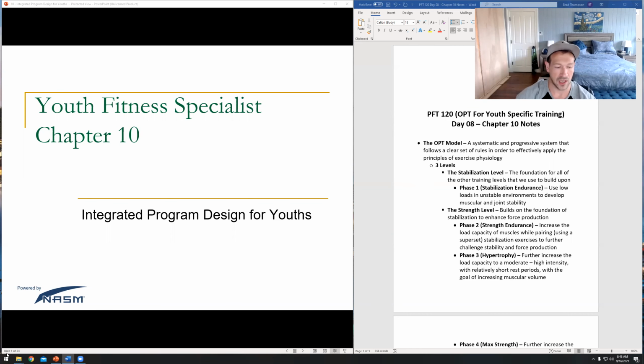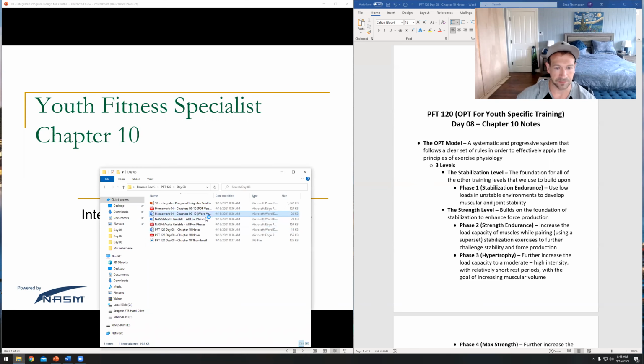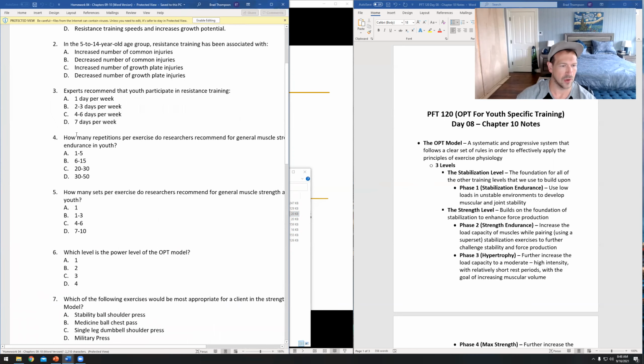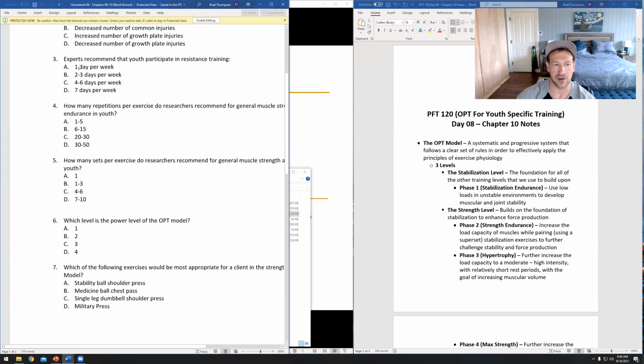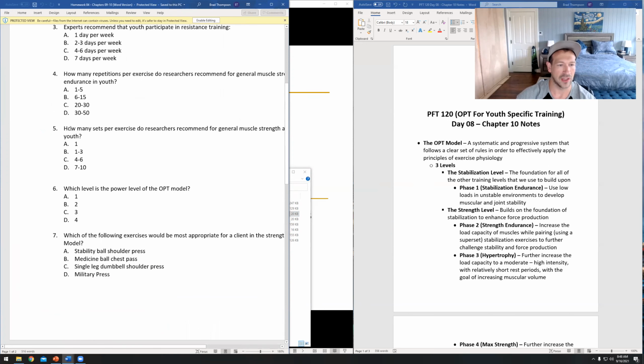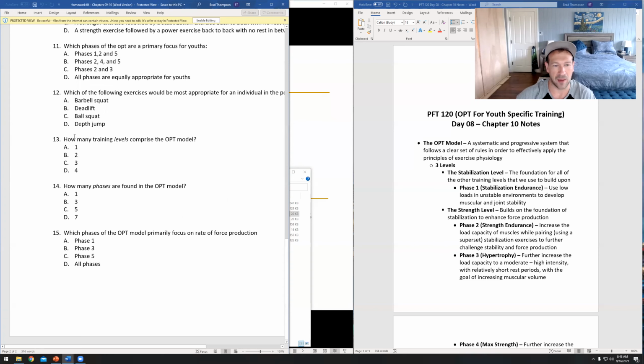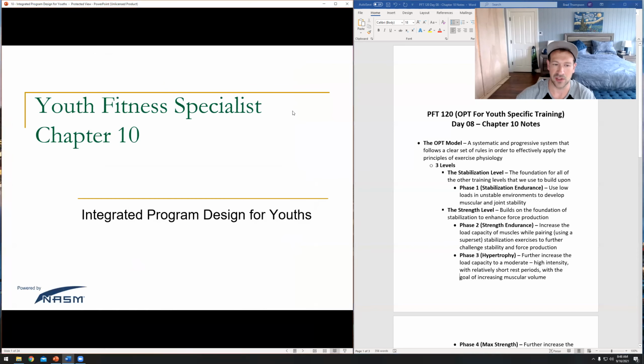You'll see in today's homework, because homework 4 is going out today, a lot of questions like how many repetitions do you generally recommend for youths, how many sets is for muscular strength, which level is the power OPT model, how many training levels, how many phases. The answers are going to be like 1, 2, or 12 to 20. There's going to be a lot of number based questions, so we do want to have that memorized.